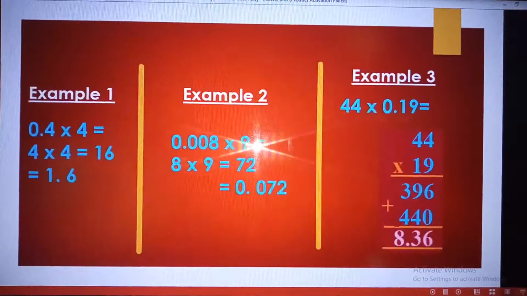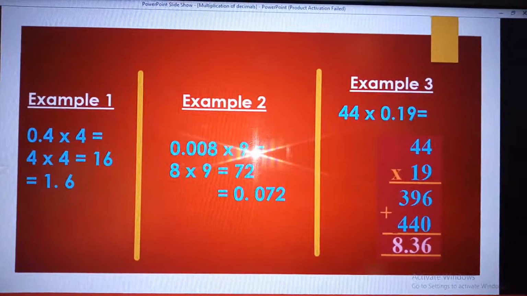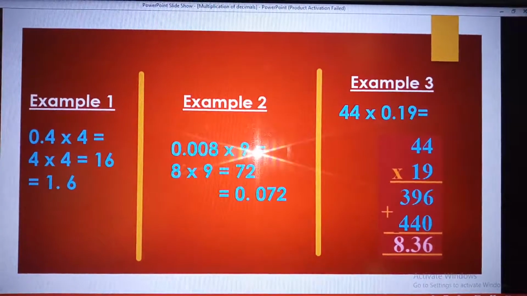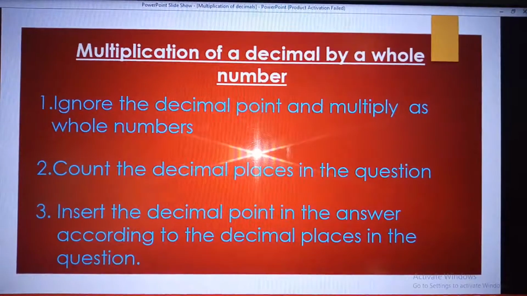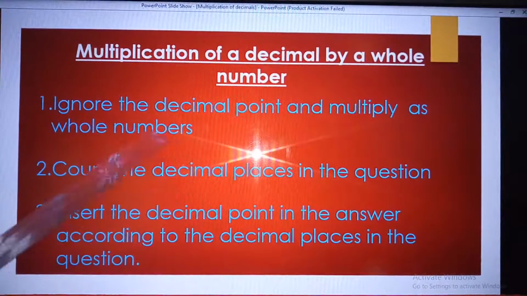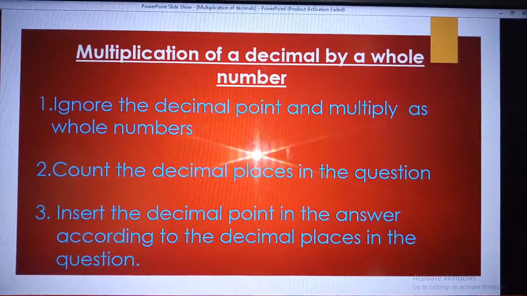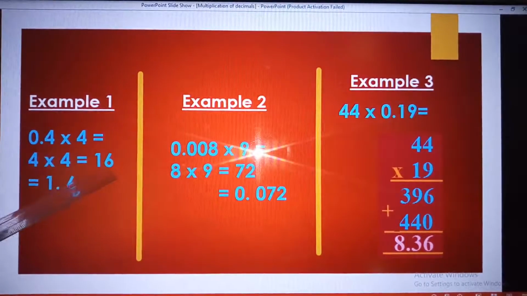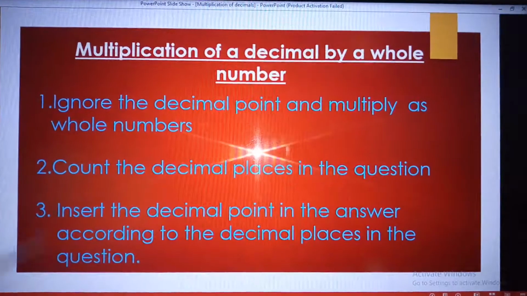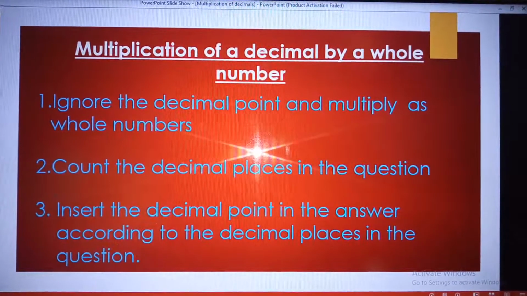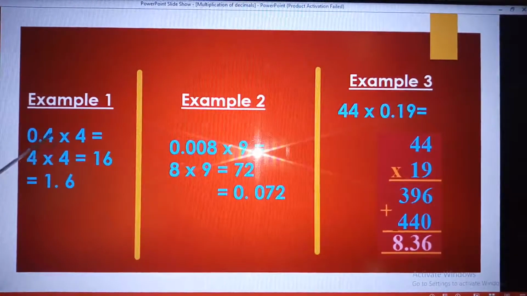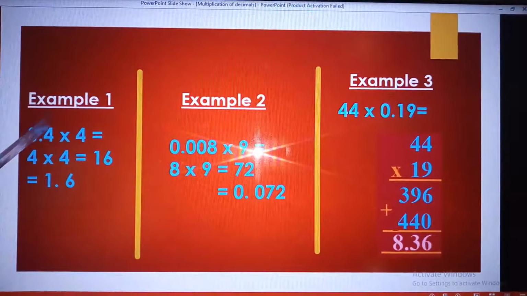What do I mean? In example 1, we have 0.4, that's a decimal, multiplied by 4, which is a whole number. The first step, you are going to ignore the decimal point and multiply as whole numbers. So we forget if there were decimals there, and we multiply 4 times 4 to get 16. Once we get the answer, count the decimal places in the question. The decimal places in the question are 1. We only have one number after the decimal, so the decimal place is only 1.